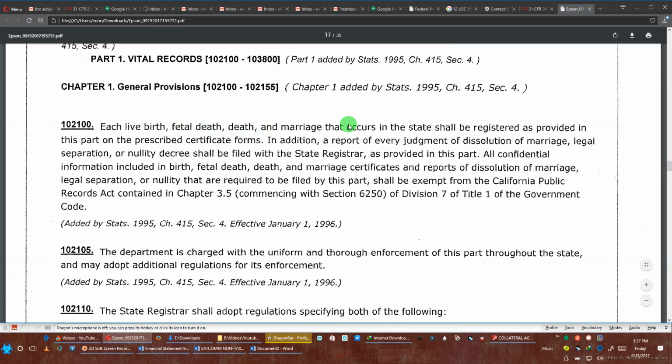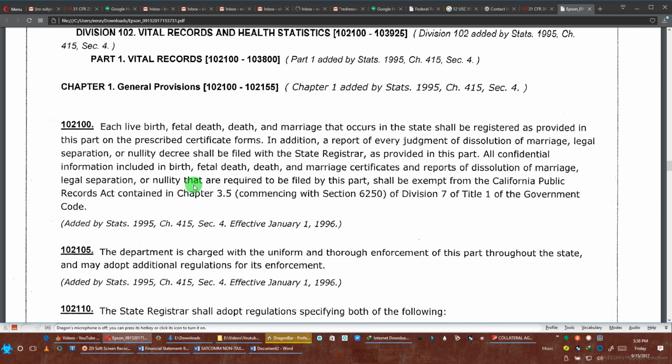Okay, this is general provision. Each live birth, fetal death, and marriage that occur in a state shall be registered as provided in this part as prescribed in certificate form. In addition, a report of every judgment of dissolution of marriage, legal separation, and nullity decree shall be filed with the state register as provided in this part. All confidential information included in birth, fetal death, and marriage certificates, and reports of dissolution of marriage, legal separation, nullities, it's a nullity, that are required to be filed by this part, shall be exempt from the California Public Records Act contained in Chapter 3.5, commencing blah, blah, blah.